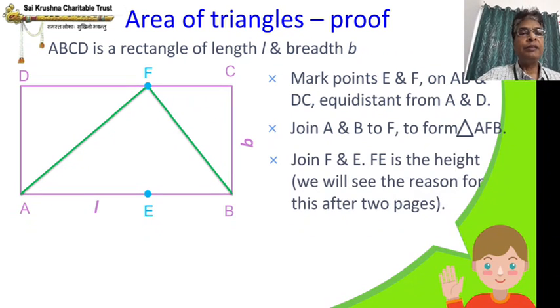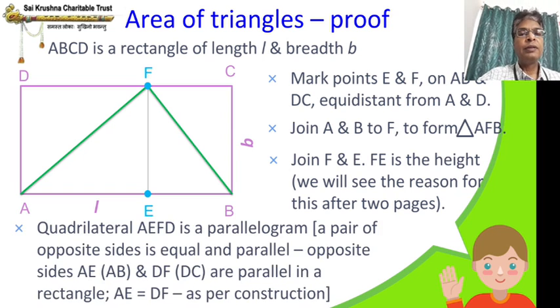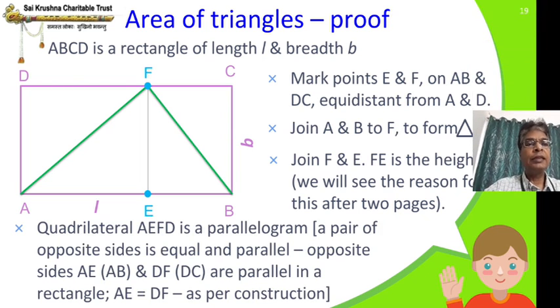Join F and E. Let us join F and E. FE is the height. So we will see the reason for this after 2 pages. Like why we are calling FE as the height, we will see after 2 pages. Now quadrilateral AEFD is a parallelogram. You can see that. I'll just show here.